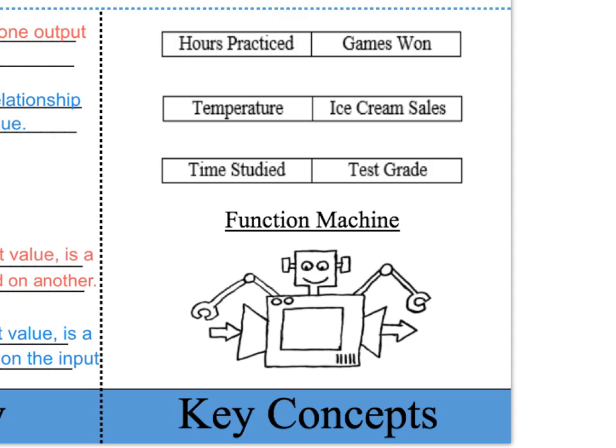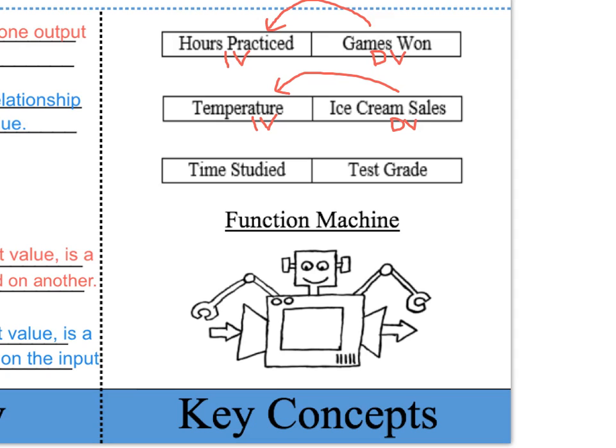Alright, so let's talk about these key concepts so that we can further explain the concept of independent variables and dependent variables. So think of your favorite sport. The hours practiced is going to be known as the independent variable. The games won is called the dependent variable because the amount of games that you win will depend on how many hours you practiced. The second example, temperature. Temperature is the independent variable, or the IV, or the input. Ice cream sales is the dependent variable because the ice cream sales will depend on the temperature.